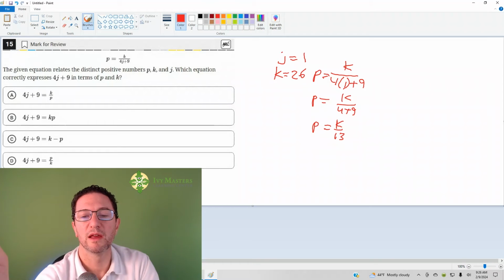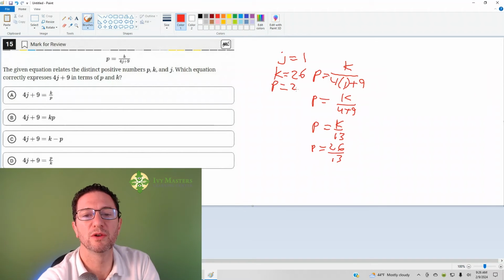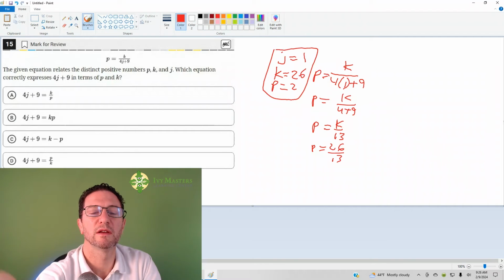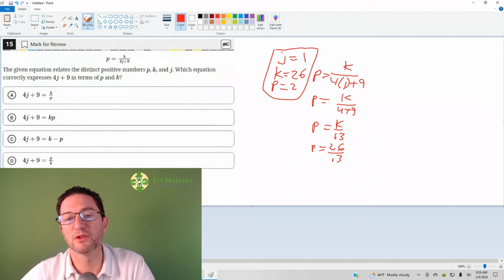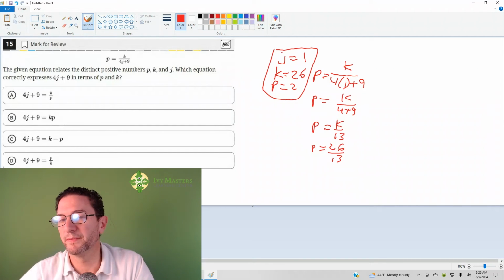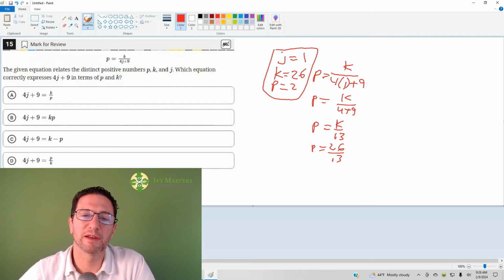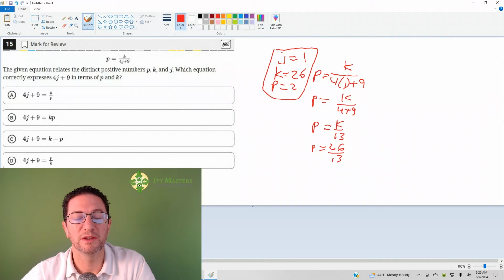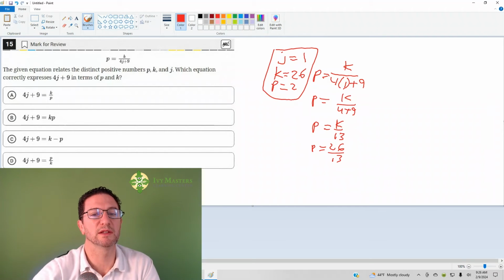Why did I pick that? Because in that case, p equals 26 over 13. That's going to reduce and give you p equals 2. So I get three distinct integers here, three different integers. And they're also about as simple as they could be. Now when I go to my answer choices, in place of j I put 1, in place of k I put 26, in place of p I put 2. And I just eliminate anything that doesn't work. So we already saw that answer choice A is correct.